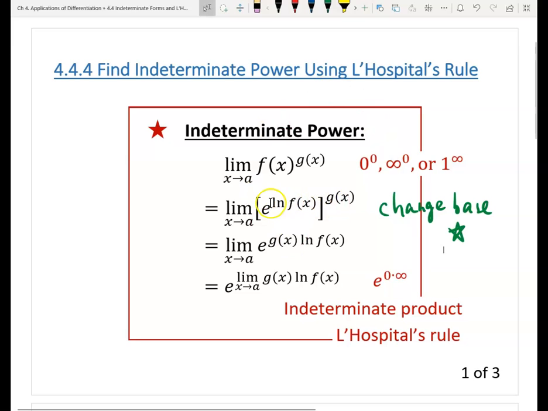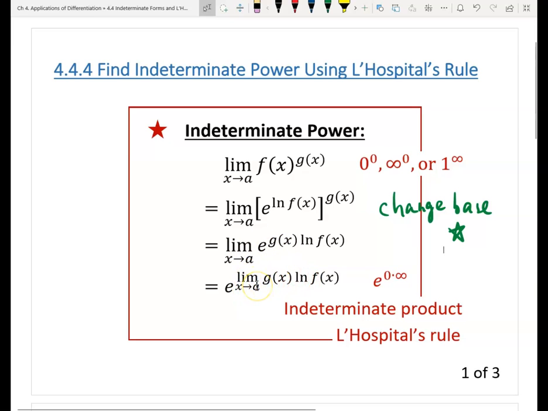After we change the base, now what do we have? We have the power of a power rule, so g(x) times ln f(x). Can you see what we have? We have a single base e, a constant number. The new power puts f and g together. So this is an exponential function. Now, the exponential function is continuous, so we use the continuity. The limit can go up to the exponent, which means we have this form.